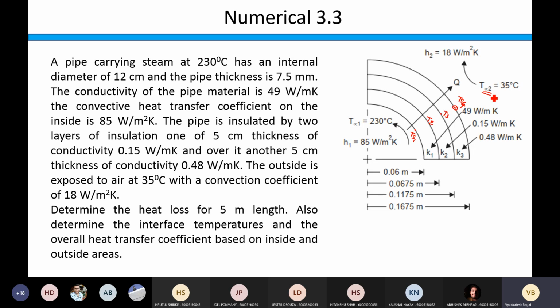Now there is convection happening on both sides of this tube, inner as well as the outer surface, and there are three layers having thermal conductivity K1, K2, K3, and even the radii are also given. So these are your radii R1, R2, R3 and R4.